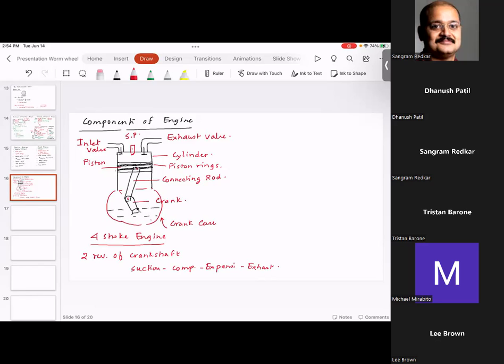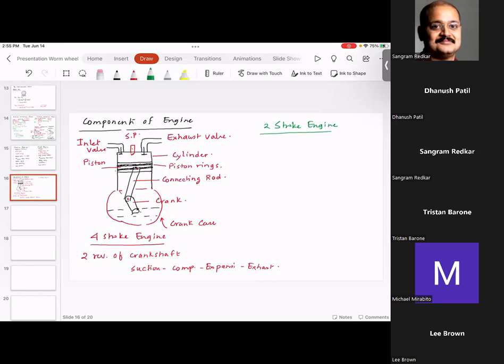4-stroke engines are very efficient, and the engines that are used typically in cars, automobiles, or even motorcycles are 4-stroke engines. On the other hand, there is something called the 2-stroke engine.